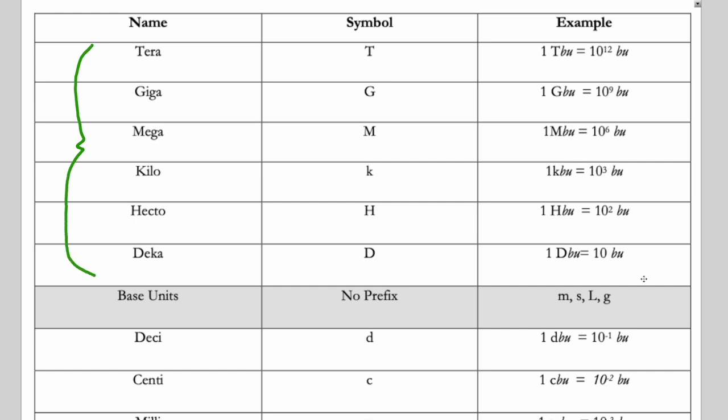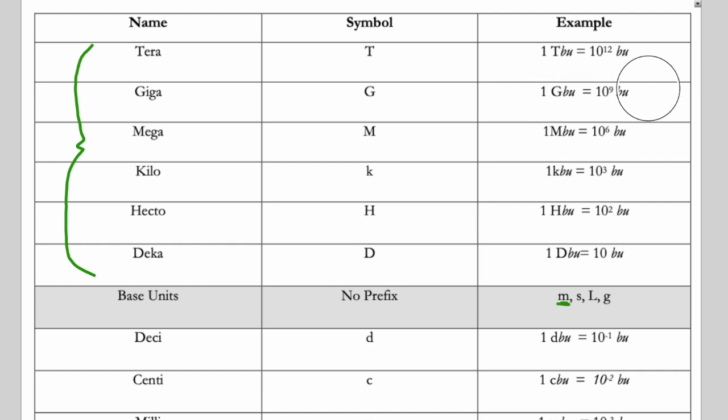So you'll notice if I use the unit meter, 1 terameter equals 10 to the 12th meters. So my base unit I'm using is meters in this case. I can do the same thing with seconds. 1 terasecond is 10 to the 12th seconds. So this prefix has made the unit larger. It's 10 to the 12th seconds.